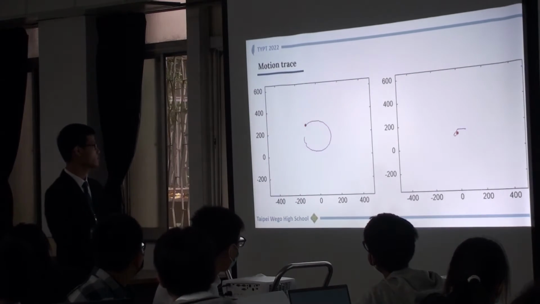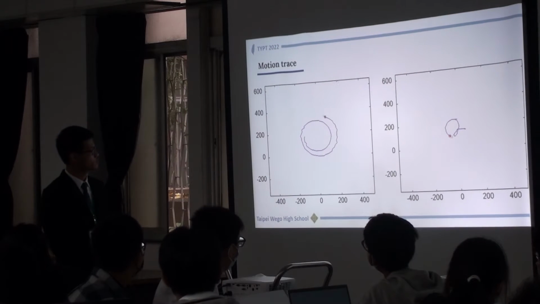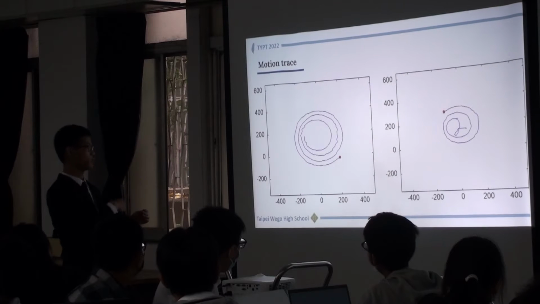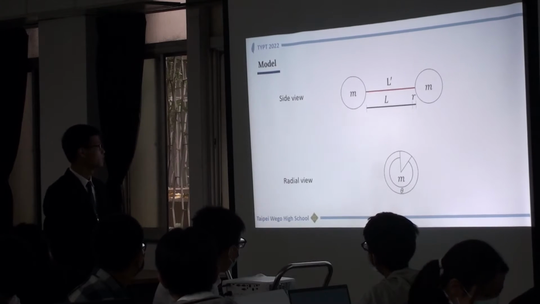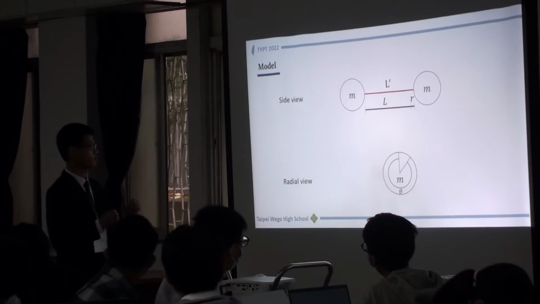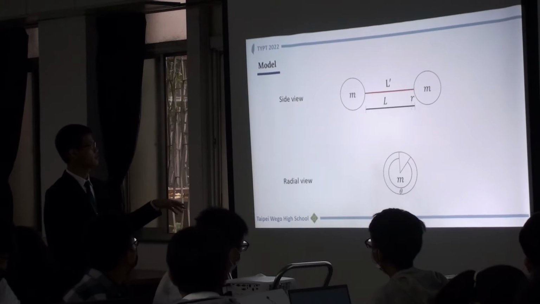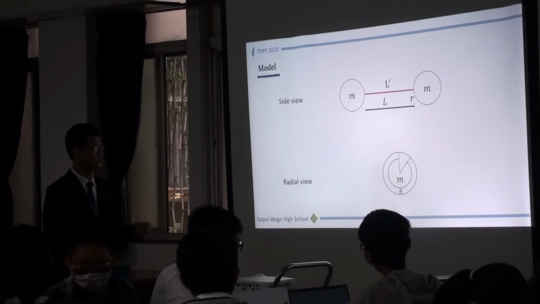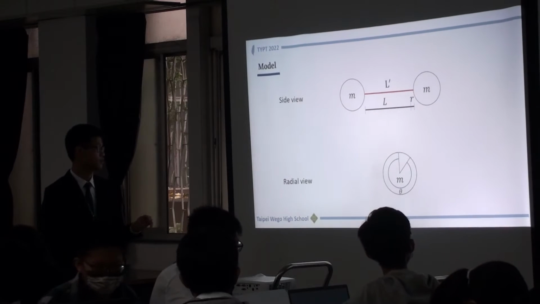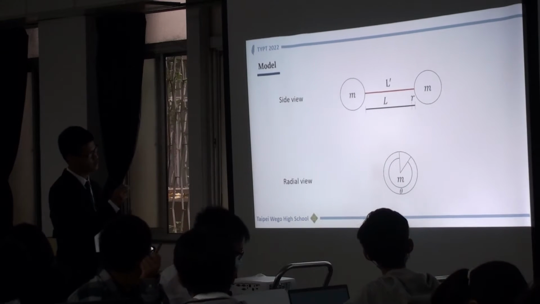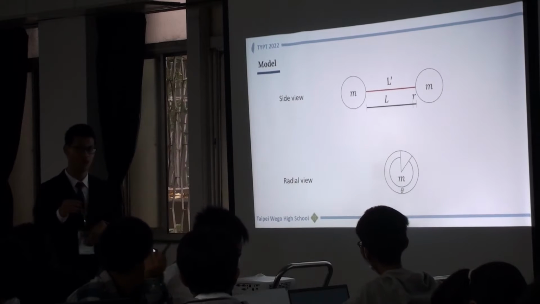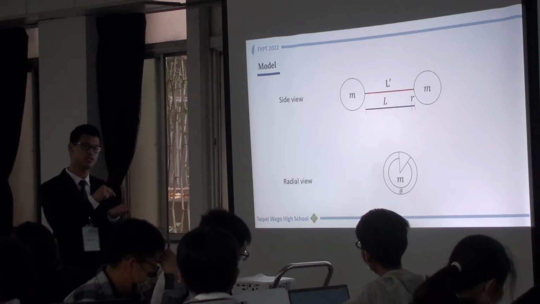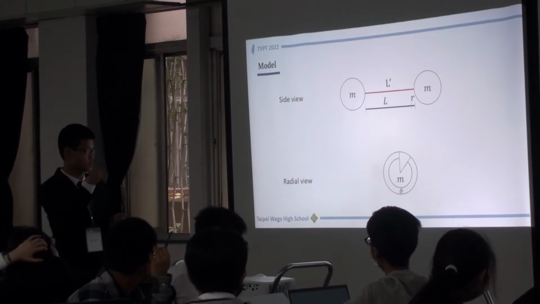So this is the motion of one of the balls. As you can see, it's doing a spiral going outwards, and later on going inwards. So first we'll model for a simplified view. This is the side view of the two balls and the elastic band in the middle. The original length of the elastic band we call L, and the length that it lengthens on one side of the rubber band we call R. And from the radial view, we define theta as the twisting angle.